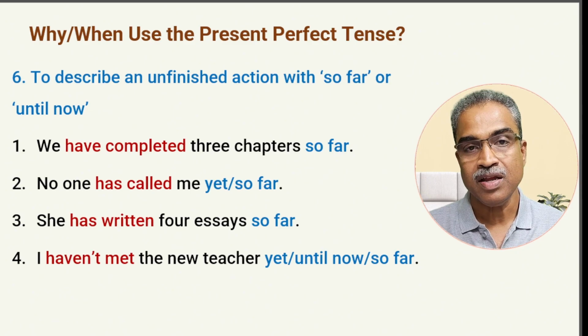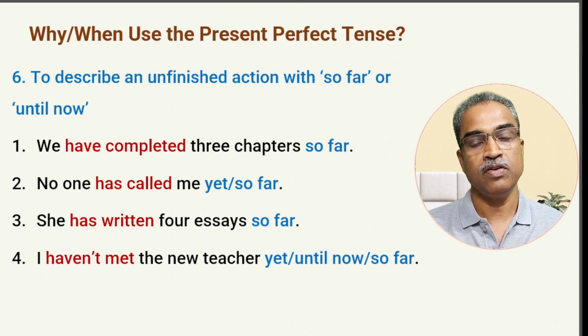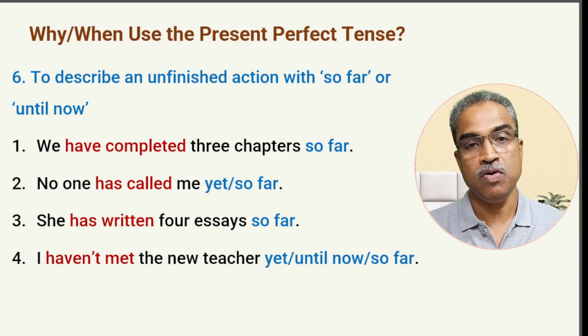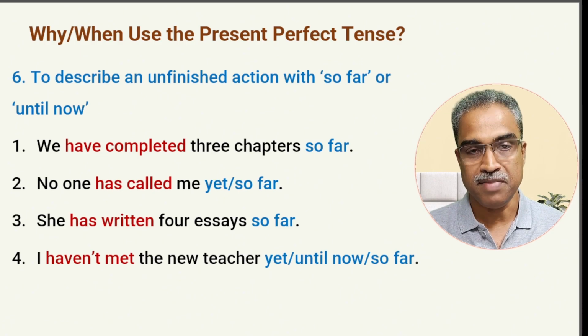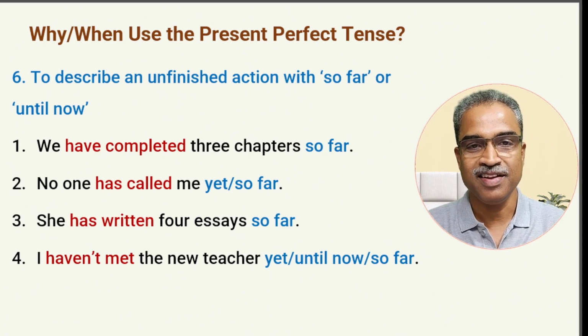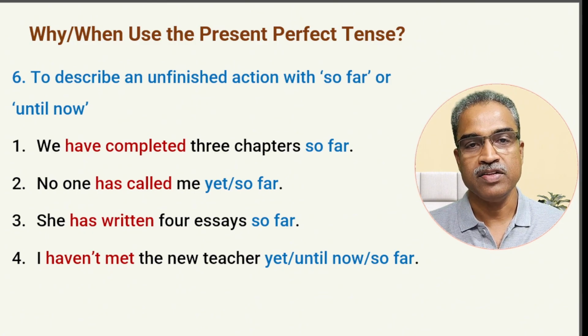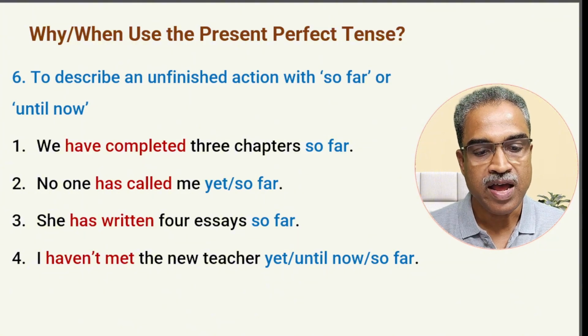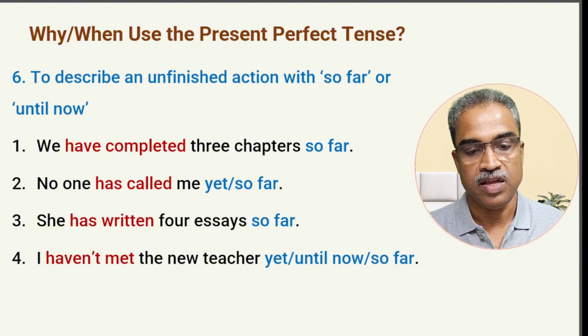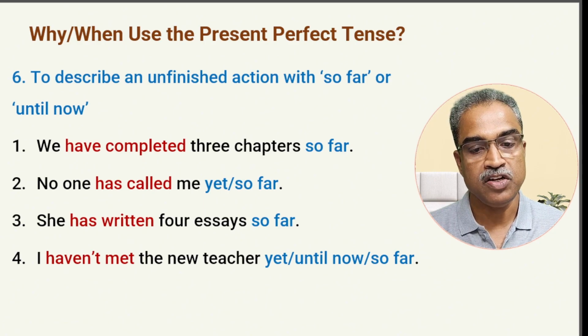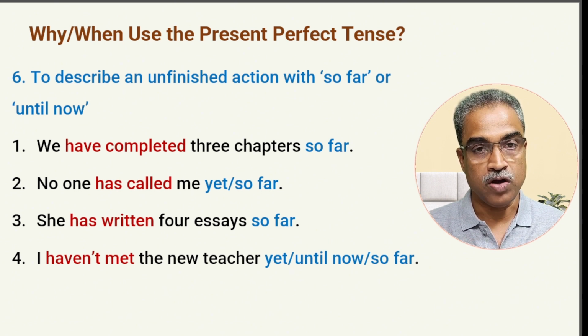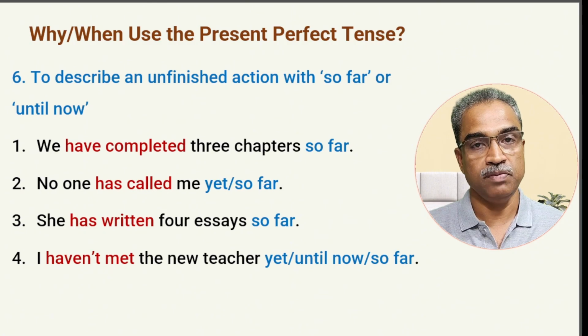It can mean something positive also, meaning so far she has completed 4. That is a big number, maybe. Or it can also mean a small number so far. But one thing is very clear, there are still more for her to complete. And the last one, I haven't met the new teacher yet. Or I haven't met the new teacher until now. Or I haven't met the new teacher so far. I have not met. Again, present perfect.